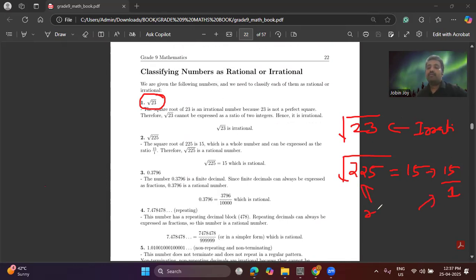So root 25 is what? Root 25 is a rational number. Square root of 225, not 25. Square root of 225 is a rational number.